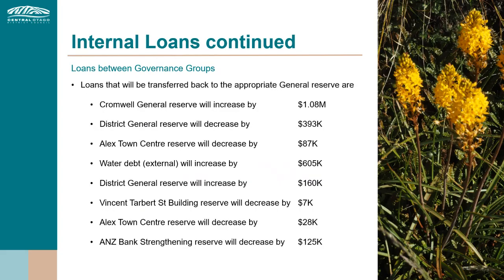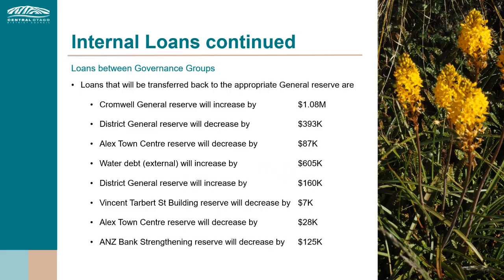Yeah, that one. So in terms of internal loans, because there are 6 of them effectively that are between activities, we will do a transfer back to the lending reserve. So in this particular case, Commonwealth will get 1.08 million, district reserve, general reserve will decrease by 393,000. The Alex County Centre reserve will decrease by 87. We will raise water debt, external debt for water, 605,000. That will probably put it back to prior to the internal loans between. The same with the general reserve. The general reserve will increase by 160, and those 3 reserved by those amounts: 7K, 21K, 25K.